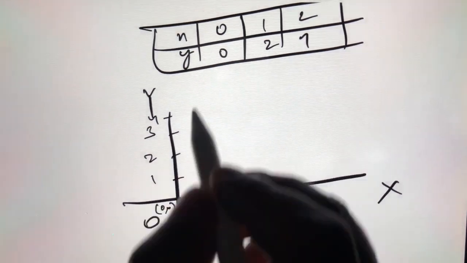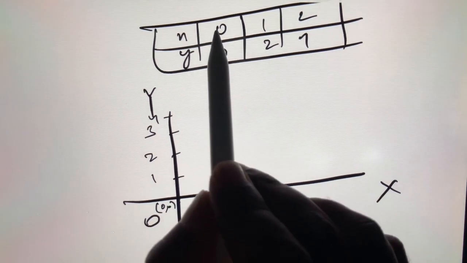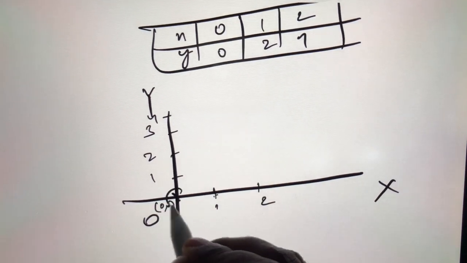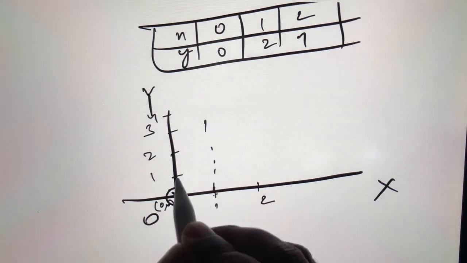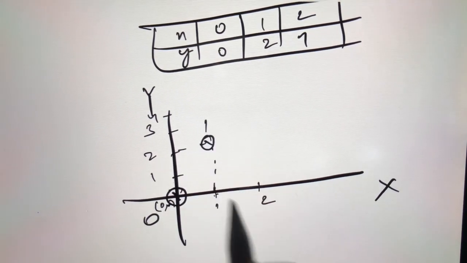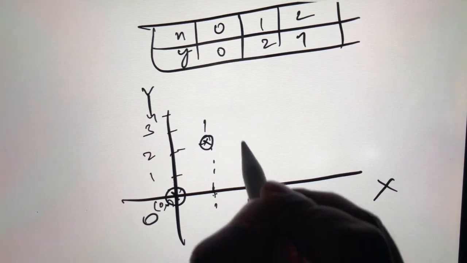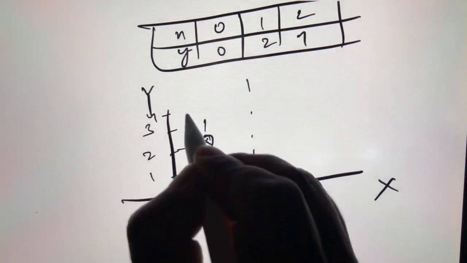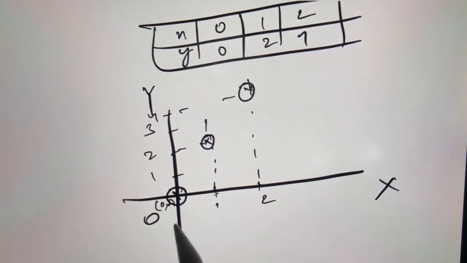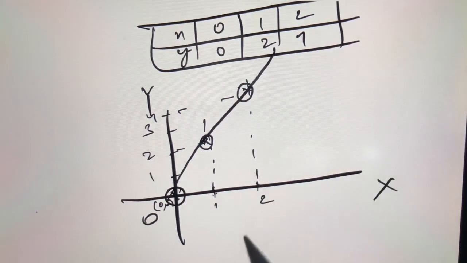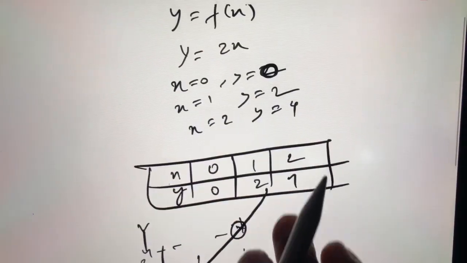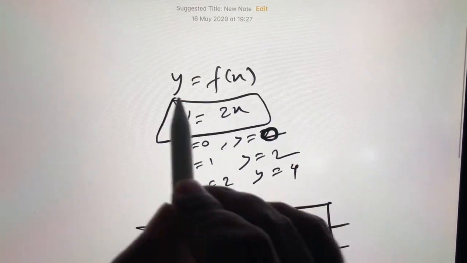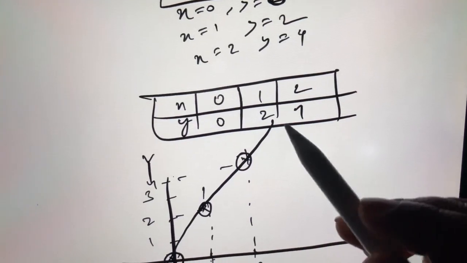So if you see, these are the points. So the first point is when x is 0, y is 0. So this is the first point to be plotted. When x is 1, then y is 2. So you got it here. And when x is 2, y is 4. So these are the points, and then we can join these points. Of course, here it is a straight line because a graph of this nature will actually give you a straight line passing through the origin.